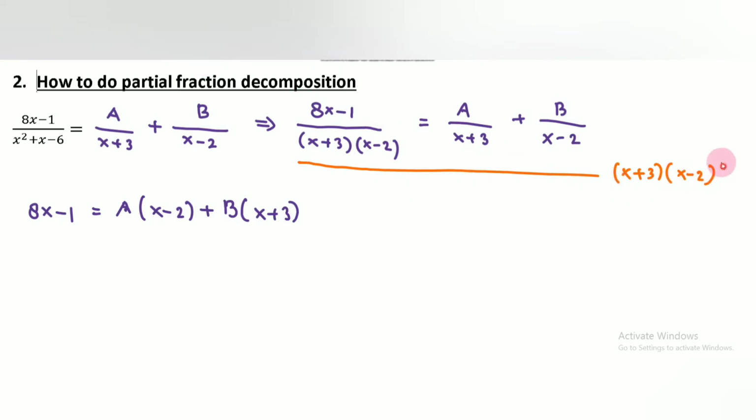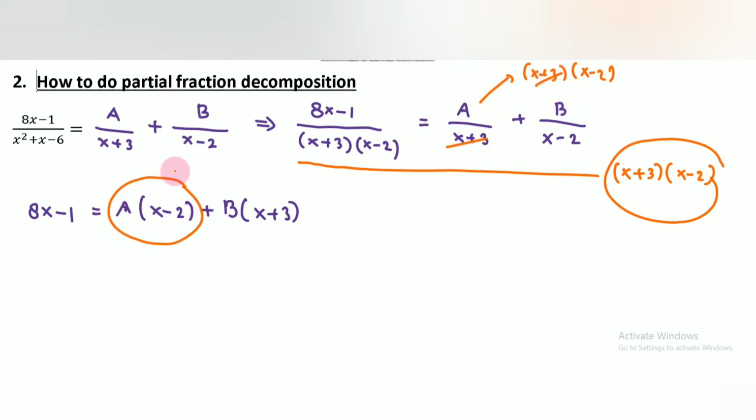So if I multiply this one by x plus 3, x minus 2, I can cancel this. That's why it's only a times x minus 2, right? At the same time, if I multiply this by x plus 3 and x minus 2, and then I cancel this one, the one being left is b times x plus 3 because I cancel it. So yeah, let me just make it clear. So let's just continue now.